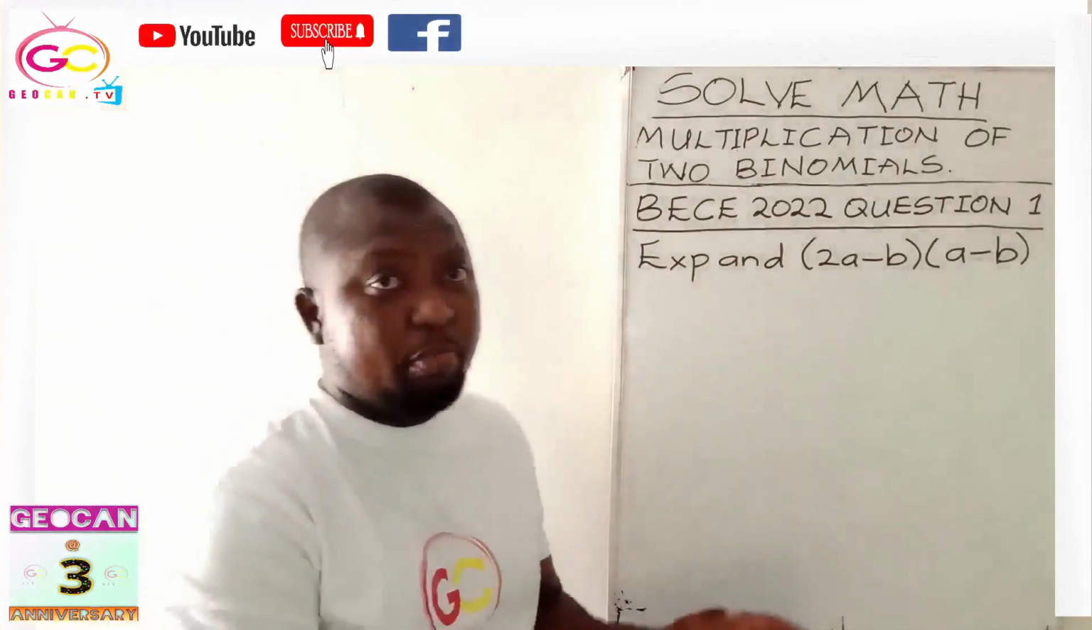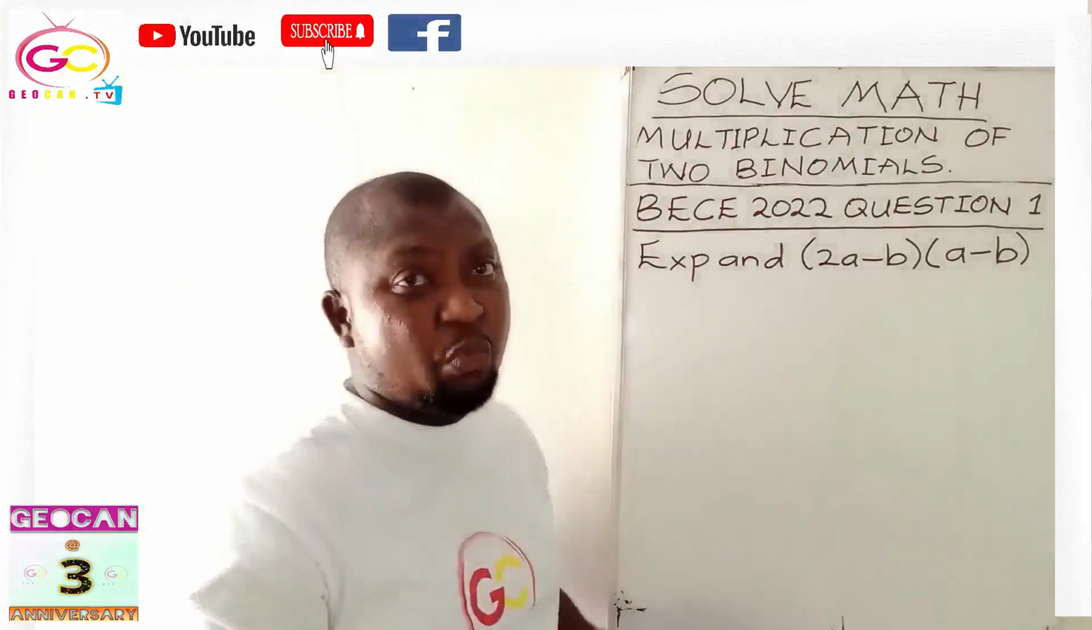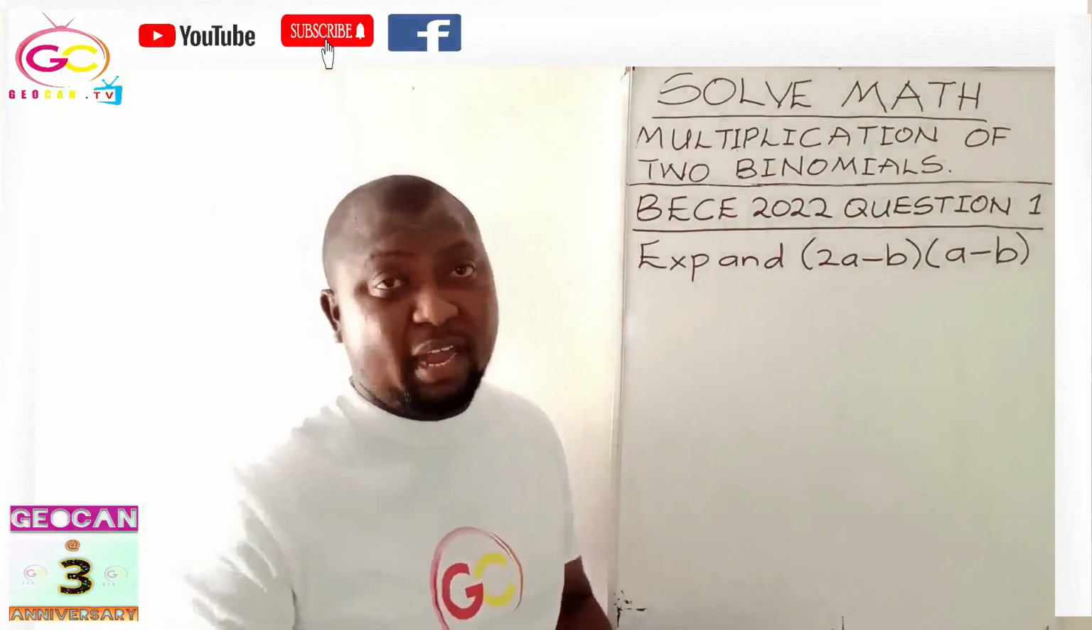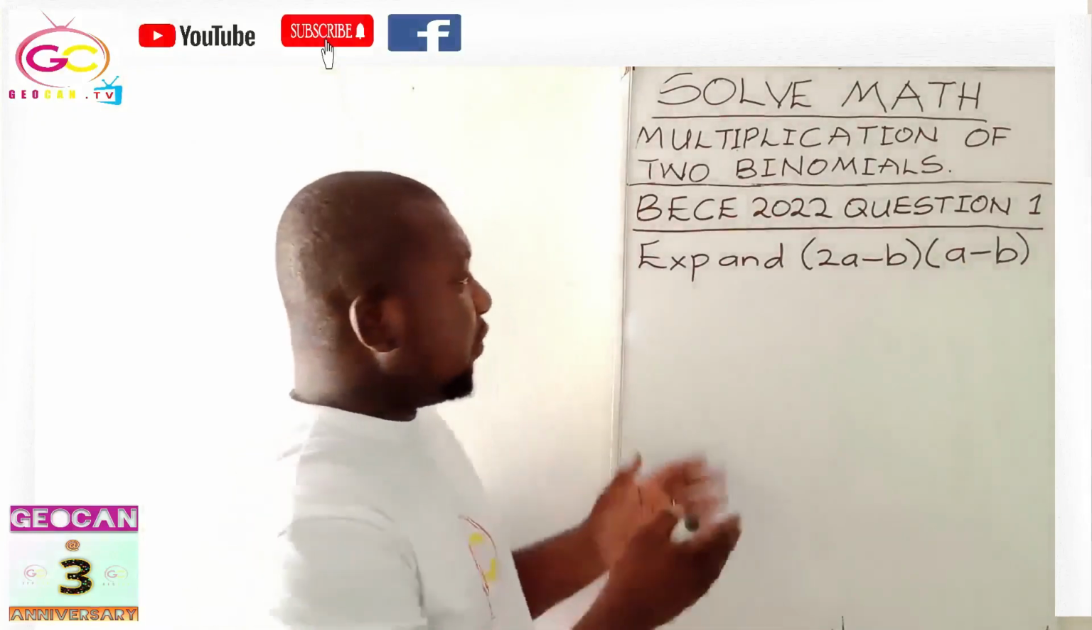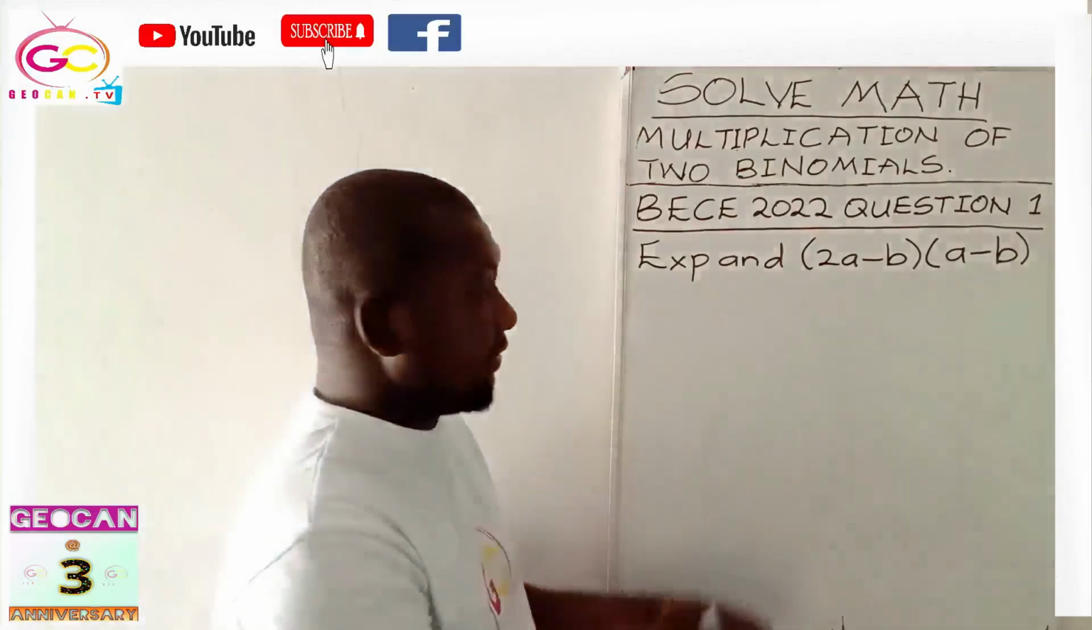These are two binomials, and we are told to expand. Since they are in brackets, it means we should multiply or simplify. So if you see words like expand, simplify or multiply, it is the same.